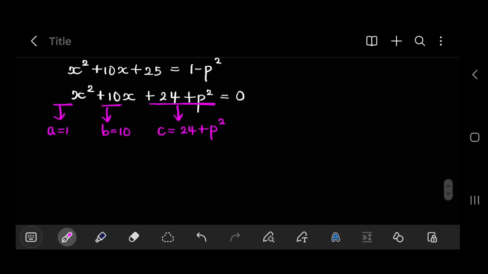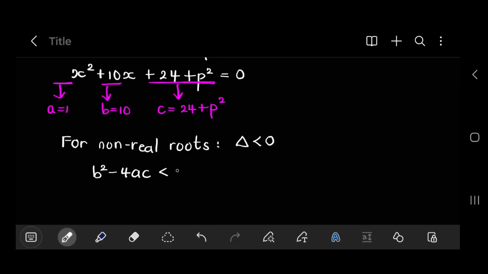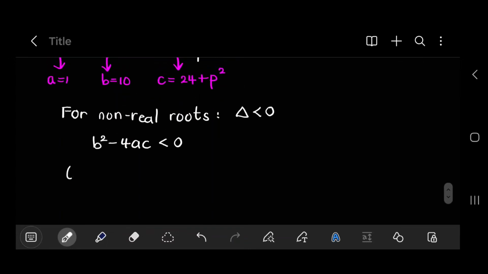Next, we are going to write down the condition. So we're going to say, for non-real roots, and remember here, for non-real roots, your discriminant is less than 0. So the discriminant, which is b squared minus 4ac, needs to be less than 0. Now we're just going to substitute. So b is 10, a is 1, c is 24 plus p squared. That is less than 0.